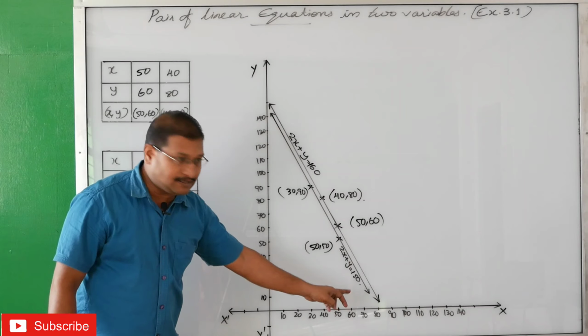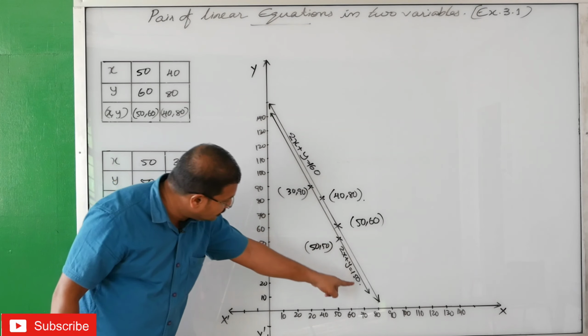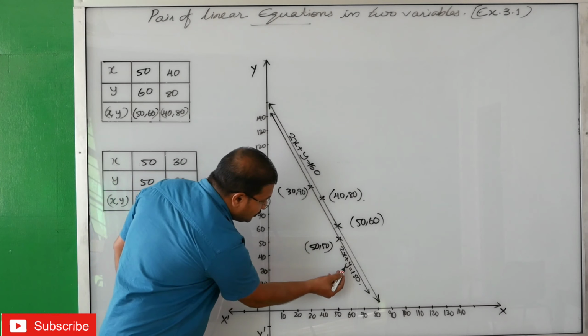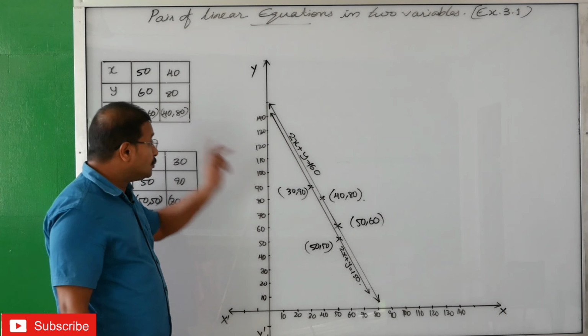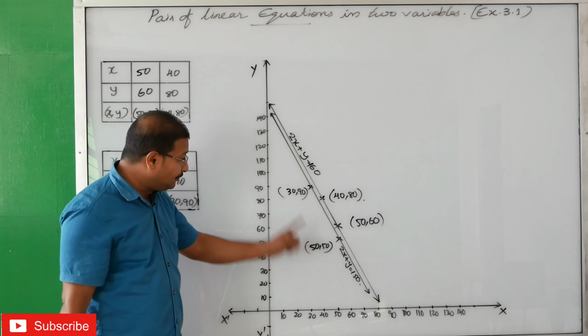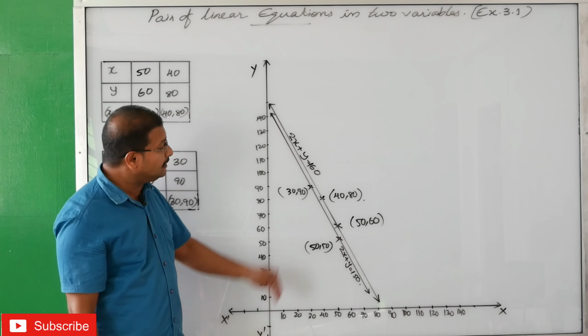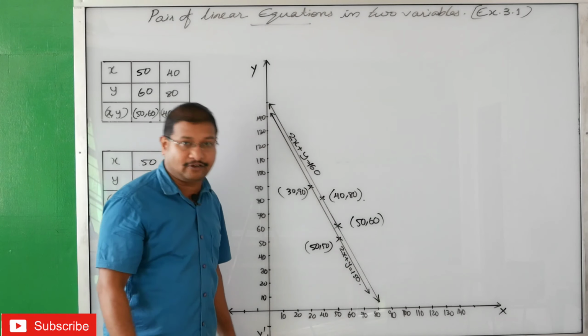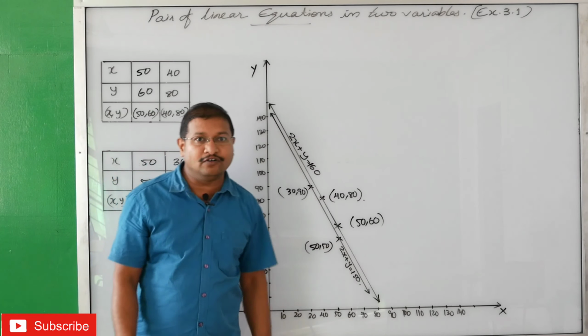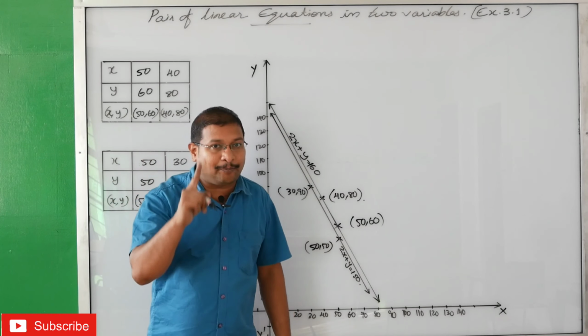Ready? See now, we got the second line. See this one? See this joining place, isn't it? So this is 2x plus y equals 150. So this is the second graphical representation of the equation, isn't it? This is the graphical representation of the second equation. Ready? So we got it now, the entire exercise 3.1.